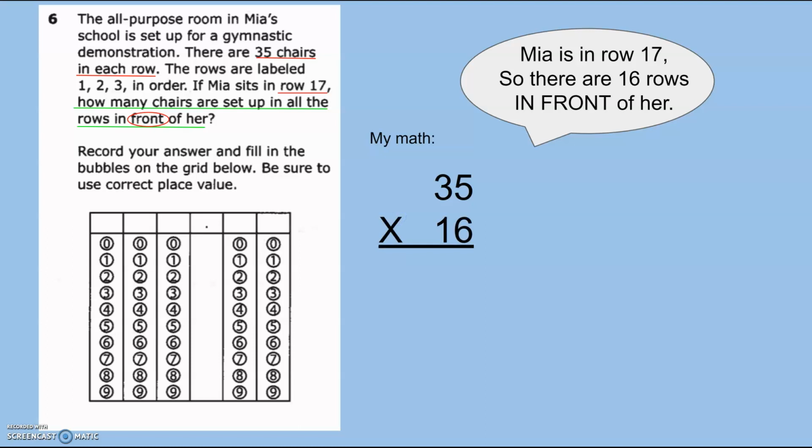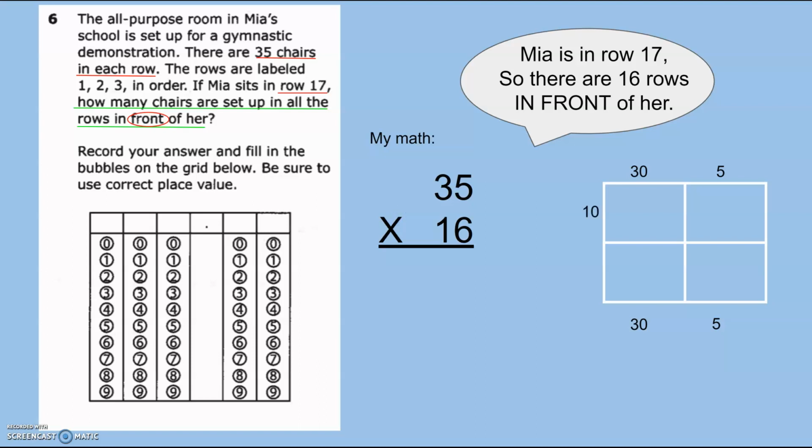But that doesn't scare me because I know I can use my area model. So if I use my area model, remember I'm going to break up 35 to be 30 and 5. I'm going to label the top and the bottom. And I'm going to break up 16 to be 10 and 6. And I'm going to put those on both of the sides. And then remember, I'm just going to multiply across the corners.